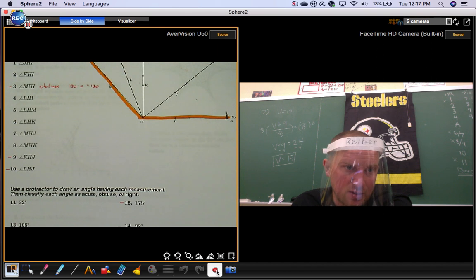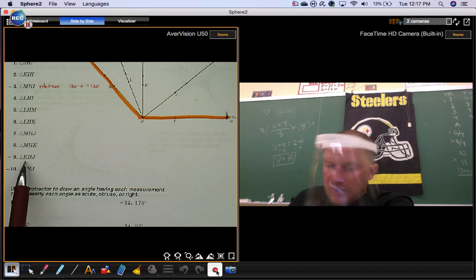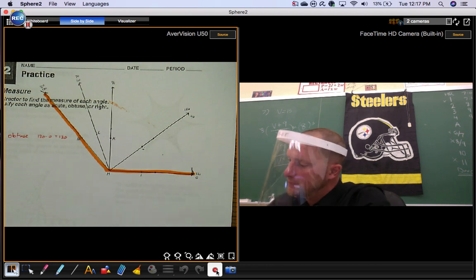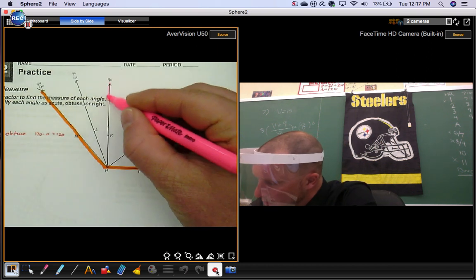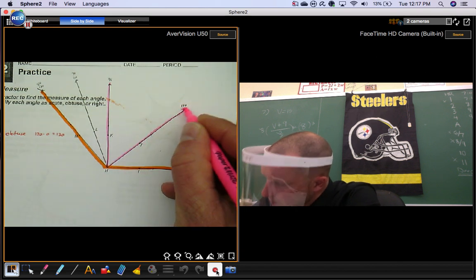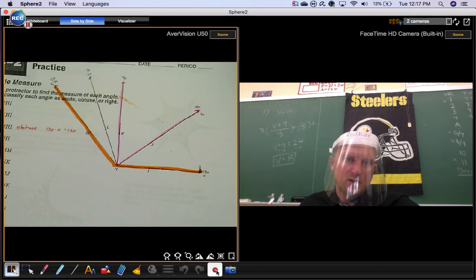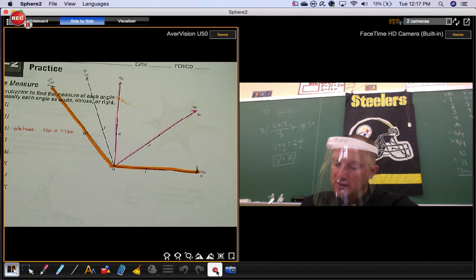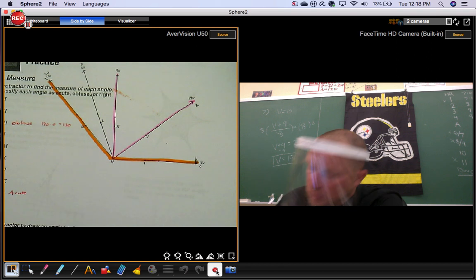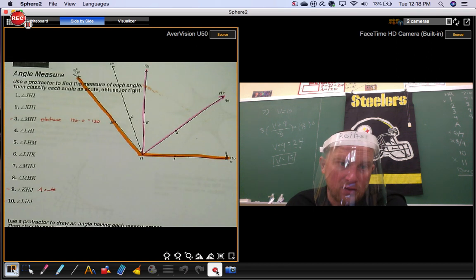Okay, we're going to move down to number 9. We're going to look for the measure of angle KHJ. And I'll highlight that one using pink. Now that angle right there is a skinnier angle that would definitely fit inside of a right angle. This is going to be acute, so you should be expecting a measure that's less than 90.